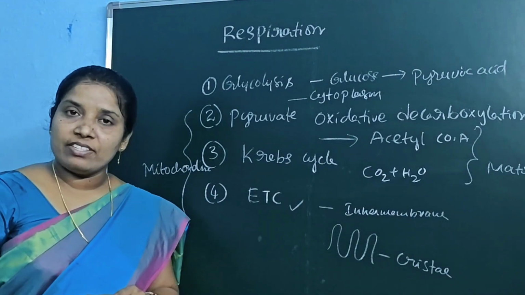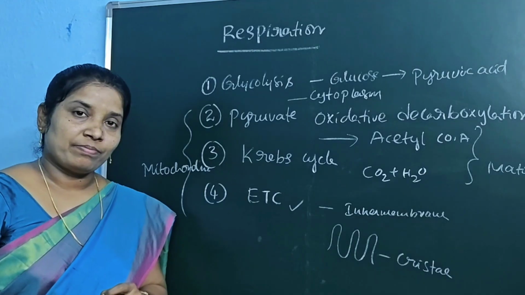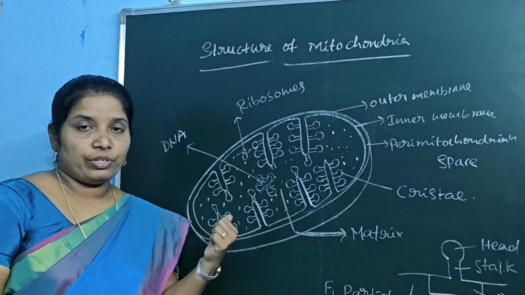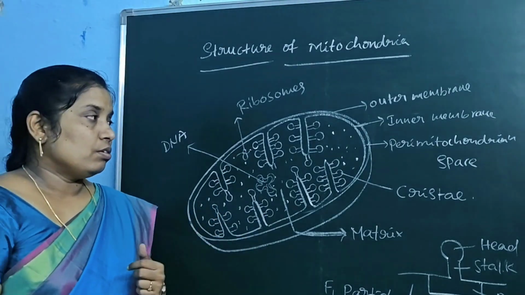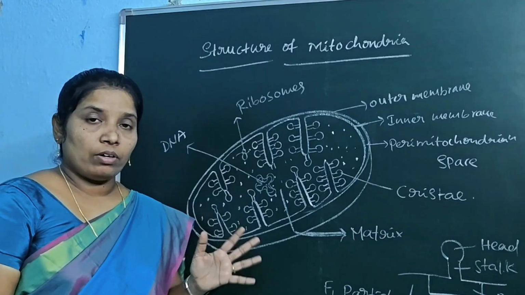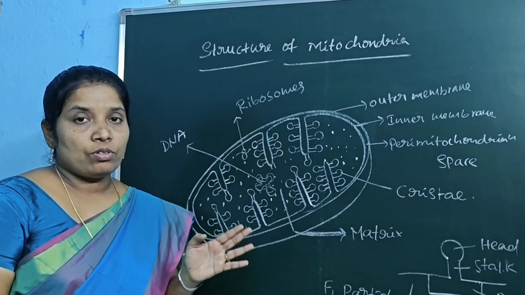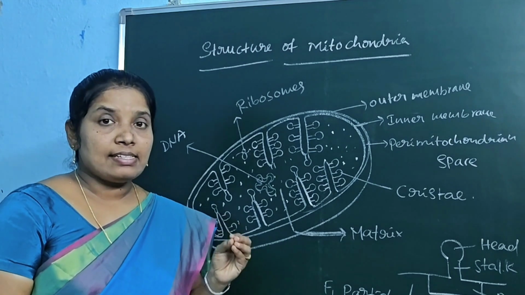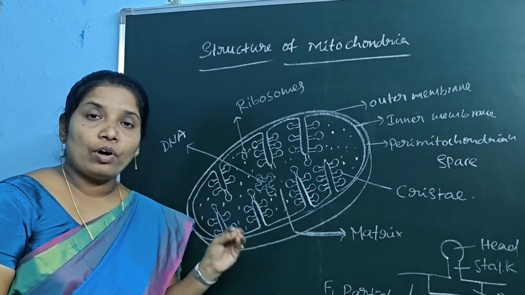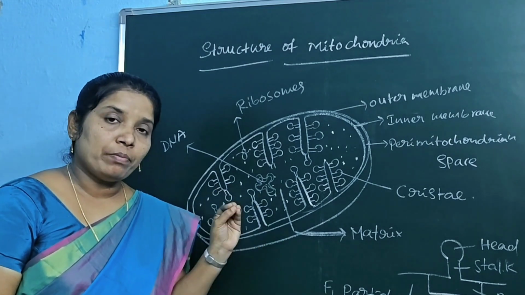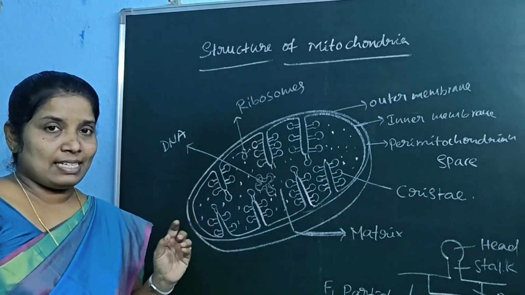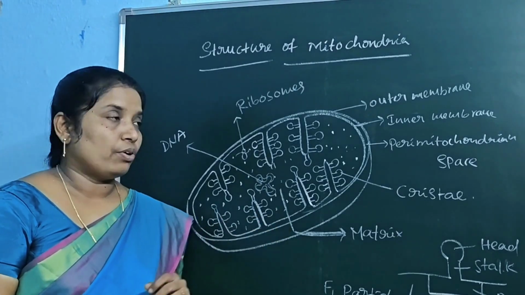Let's see the detailed structure of mitochondria. So this is the structure of mitochondria, students. They are the important cell organelles. They are associated with cellular respiration, with energy liberation; they are involved in the preparation of ATP molecules. So let's see the detailed structure of mitochondria.